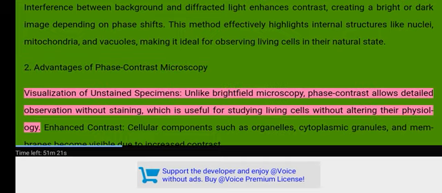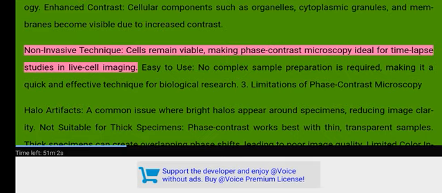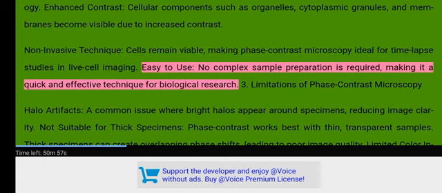2. Advantages of phase contrast microscopy. Visualization of unstained specimens. Unlike bright field microscopy, phase contrast allows detailed observation without staining, which is useful for studying living cells without altering their physiology. Enhanced contrast. Cellular components such as organelles, cytoplasmic granules, and membranes become visible due to increased contrast. Non-invasive technique. Cells remain viable, making phase contrast microscopy ideal for time-lapse studies and live cell imaging. Easy to use. No complex sample preparation is required, making it a quick and effective technique for biological research.